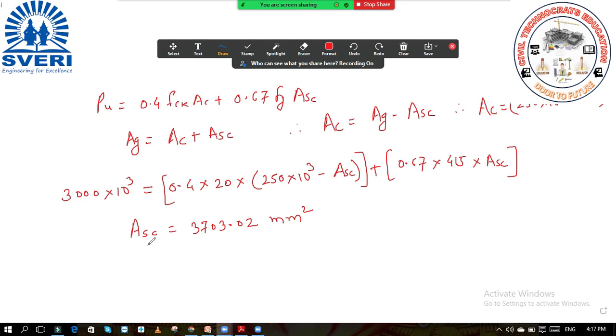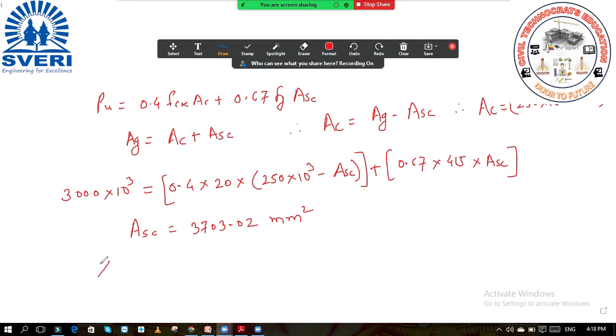So you can calculate the percentage of steel over here. What is the percentage of steel? It is 100 into ASC divided by 500 into 500. So it is 1.48% we have provided, which is okay.